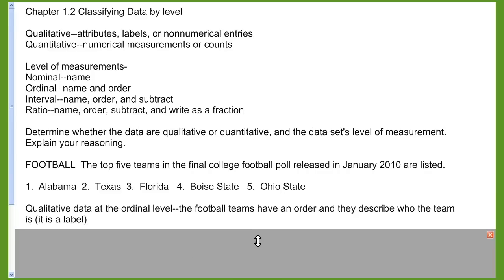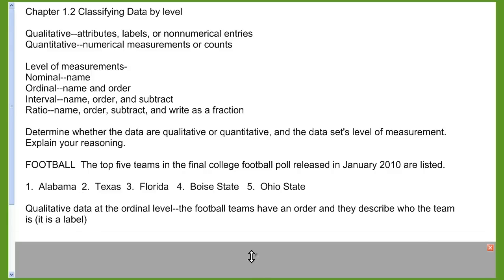This is qualitative data because we're naming these different colleges. So it is qualitative. We're giving a label to it, and the football teams have an order, so they describe who the team is according to the order. So I have a label here which is qualitative, and it's ordinal data because they are in order according to what team was declared best in January of 2010.